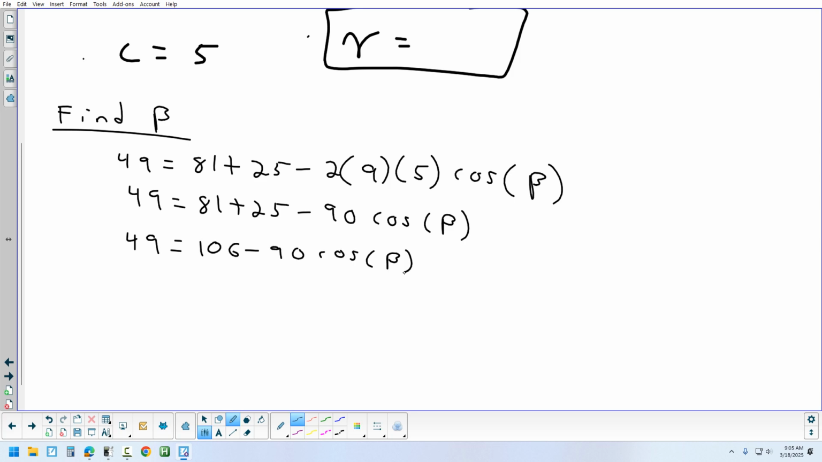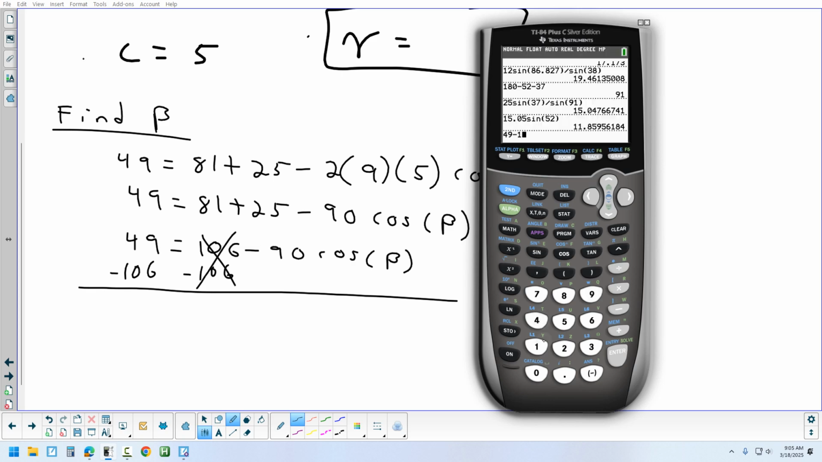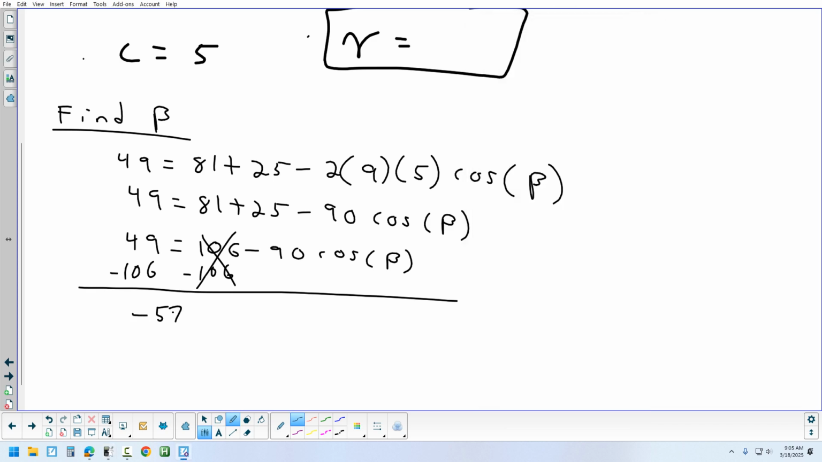Okay, so we got that. What's my next step to start getting beta by itself? Subtract 106. Perfect. We're going to subtract the 106. Again, negative number here, no problem at all. Not a concern. So we got 49 minus 106. It's going to give me negative 57. So negative 57 equals negative 90 cosine beta.